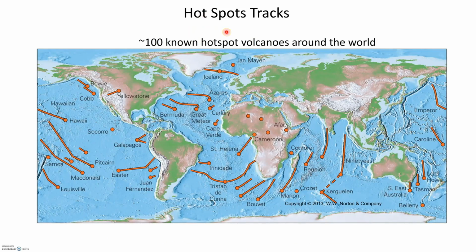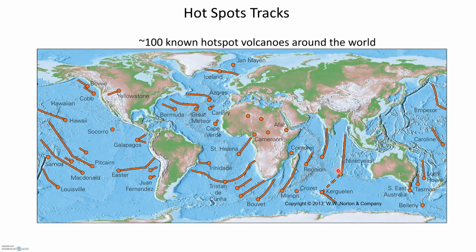So here, if we zoom out again to a world map, there are about 100 known hotspot volcanoes around the world today that we've identified. Now, if we start to look at the map, one thing we might notice is that most of these little red tracks, most of where we're seeing these hotspot chains, are out in our ocean basins. Well, it actually happens for two reasons.